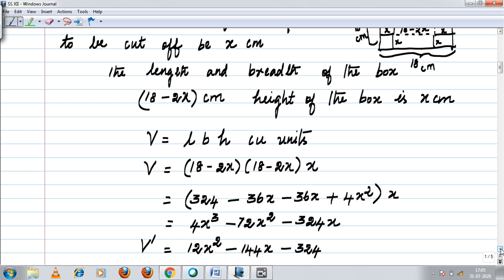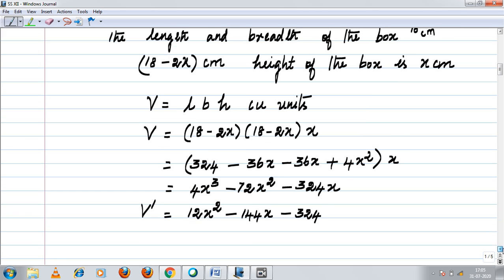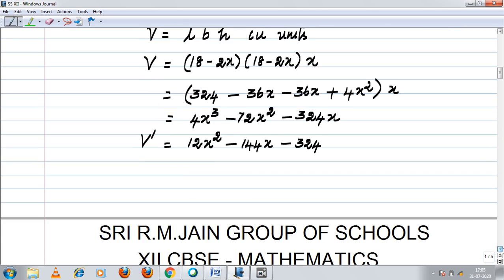Here you are applying the formula, what is it? The derivative of x power n, right? Now the next step, you have to equate with 0. V dash equals 0, right? Now 12x square minus 144x plus 324 equals 0. One thing you have to listen to, children: here 12 is common, right?